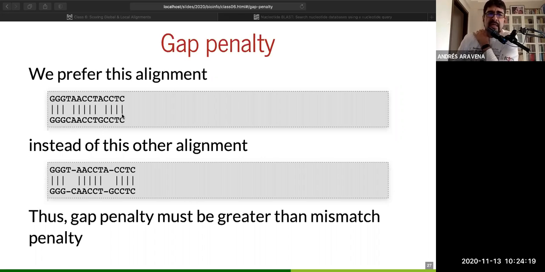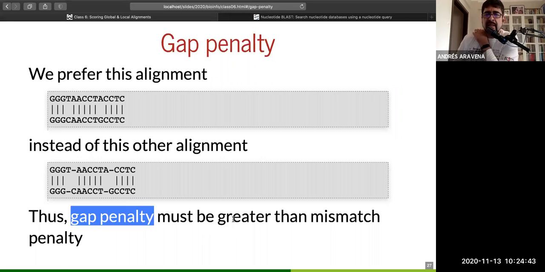So in general, we want to use substitution first and gaps only as a last resort. If you can align things using only substitution, you do it. You say, okay, the letter changed, and you don't put gaps a priori. So in general, a gap penalty is greater, and I think not in general, always. There are other reasons, but the basic point is that you want the gap penalty to be greater than the mismatch penalty.